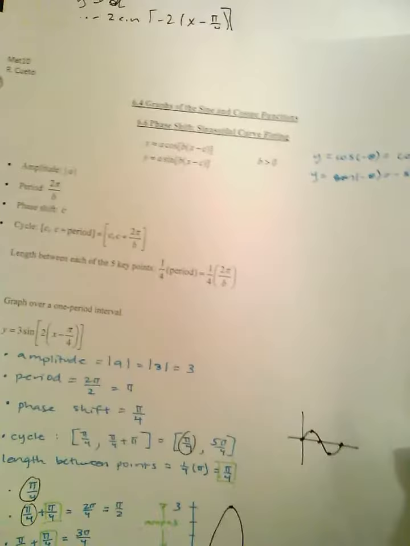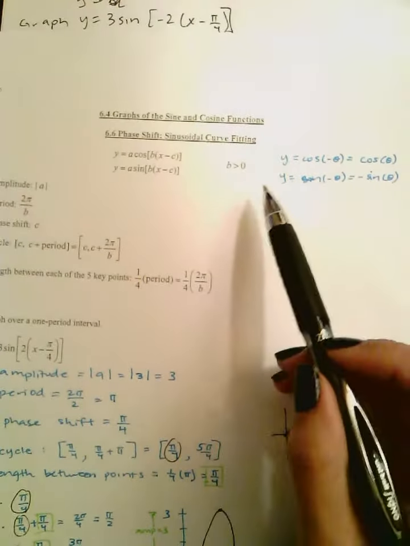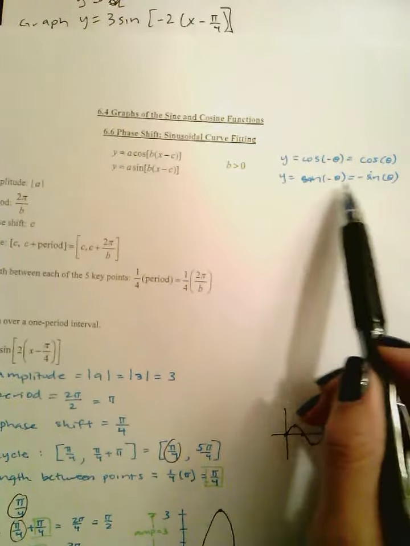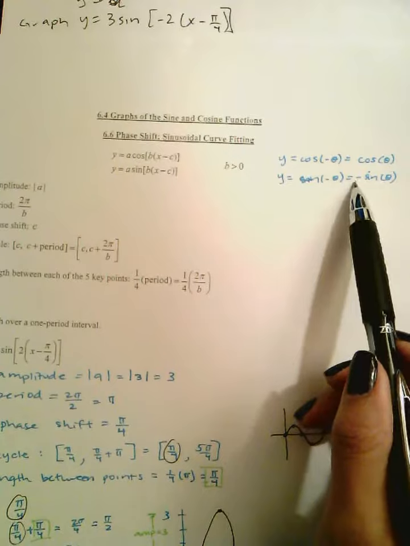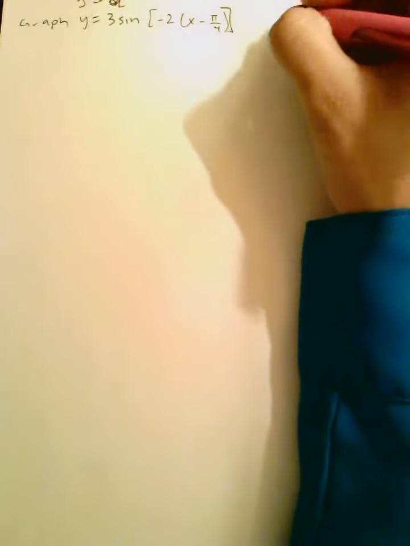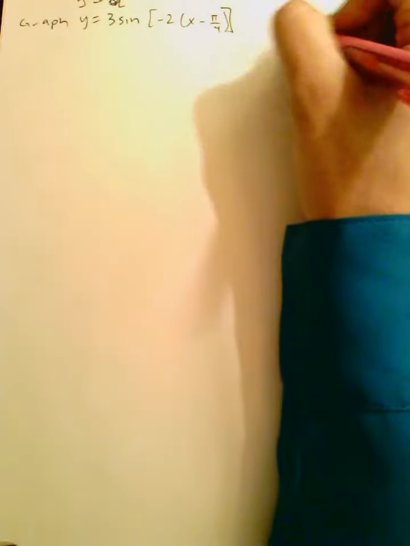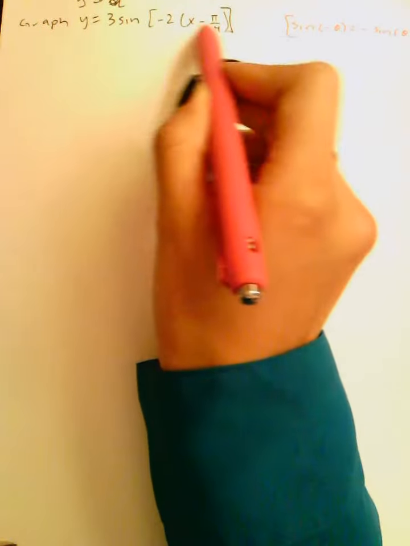Because it has a negative for the b, we're going to use the even odd property. So we're going to take this negative and put it on the outside. The property that I'm using is sine of negative theta is equal to negative sine of theta. And in this case, the theta is this whole expression here.